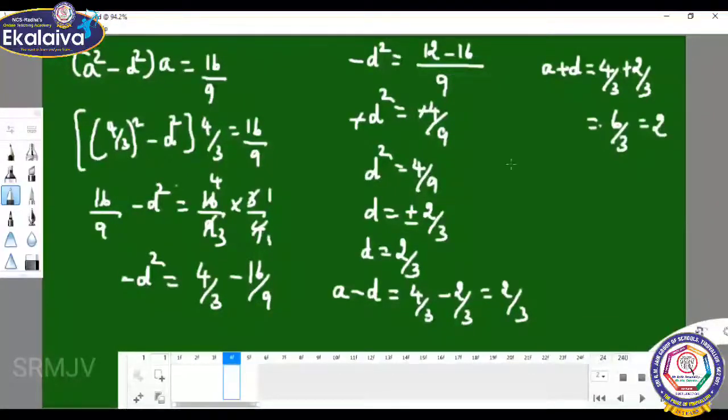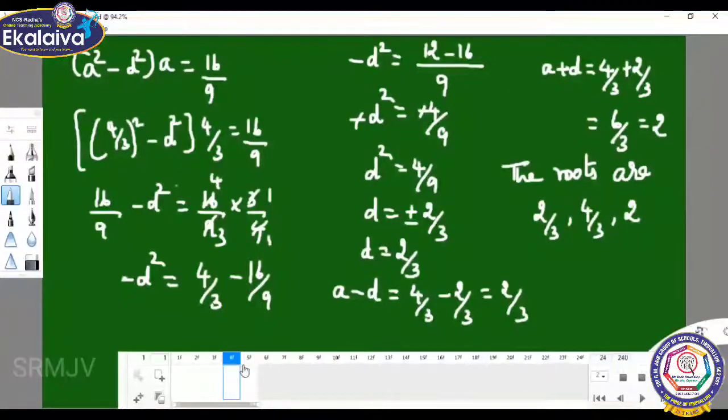So the roots are A minus D, comma, A plus D. A minus D is 2 by 3, comma, A value is 4 by 3, comma, A plus D is 2. So the roots are 2 by 3, comma, 4 by 3, comma, 2.